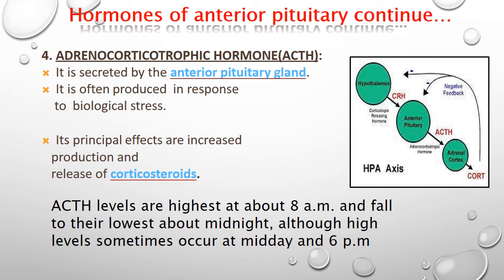Now, fourth is adrenocorticotropic hormone, that is the ACTH. It is secreted by the anterior pituitary gland. It is often produced in response to biological stress. The principal effect is to increase the production and the release of corticosteroid. The ACTH levels are highest at about 8 am and fall to their lowest about midnight, although high levels sometimes occur at midday and 6 pm. So these are the ACTH. It produces and releases the corticosteroid hormone.